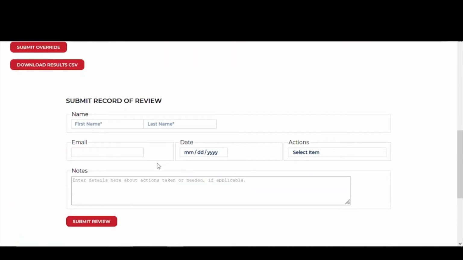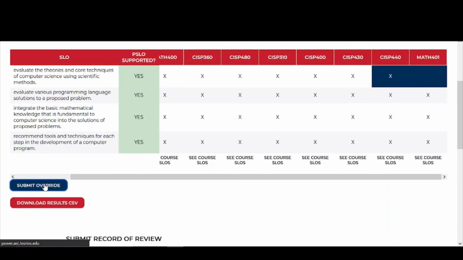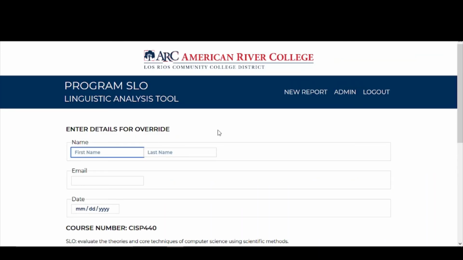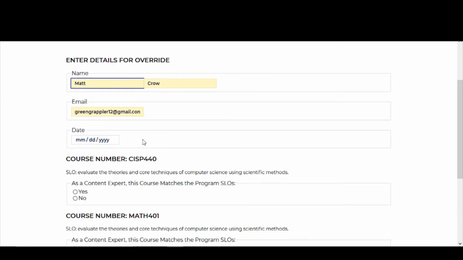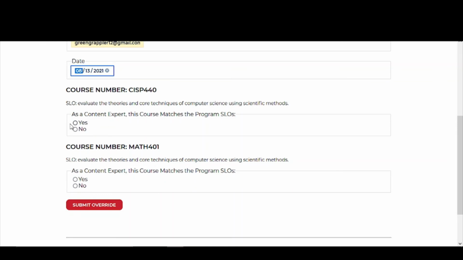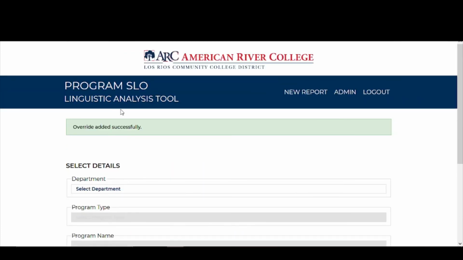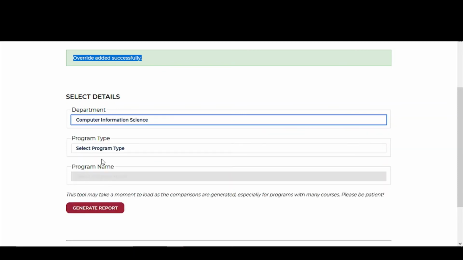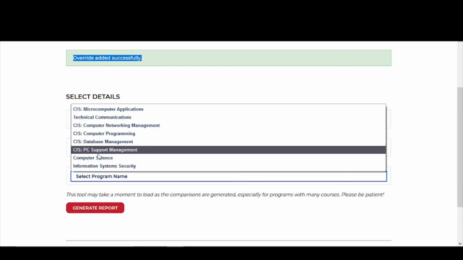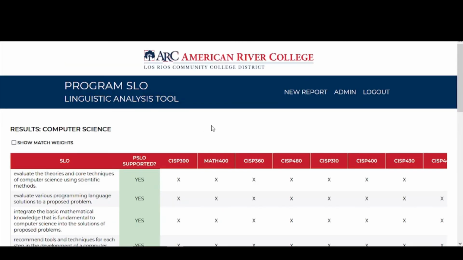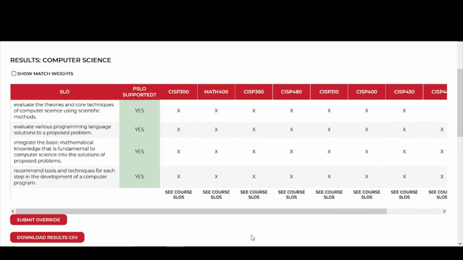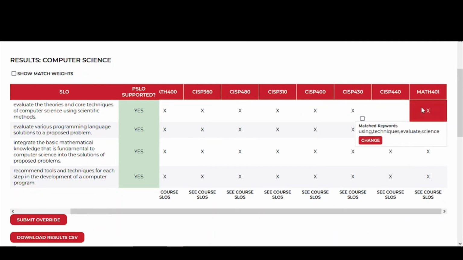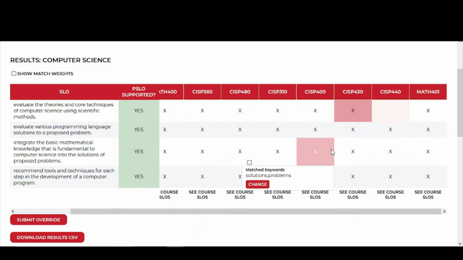You can also leave reviews of the programs down there, but I haven't really worked with that much. So the overrides basically enable faculty to override what the program thinks. Let's say I say no, this one does not, and yes, this one does. So I can submit that, and it says override added successfully. Let's go back to Computer Information Science, Associate's Degree, and Computer Science. The overrides allow faculty to modify what the program has found. So those have changed. That's very good.